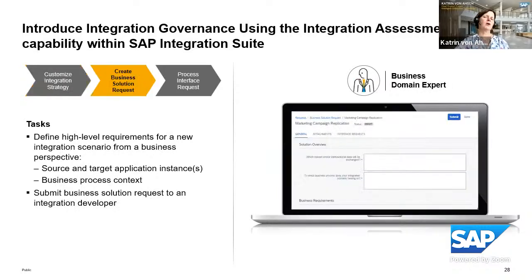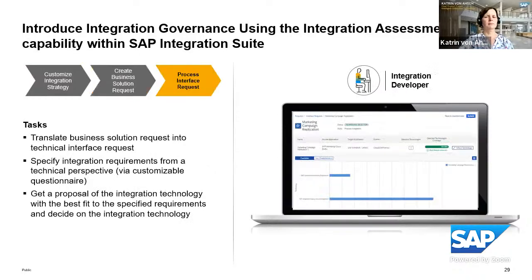The next step is then performed by the business domain expert. This person creates a so-called business solution request. Here, the integration requirements are specified from a business perspective. For instance, the source and target applications are being described and selected. Also, business-related aspects like the business criticality of the integration scenarios and the desired go-live date are documented in the tool. Once done, this request is being handed over to an integration developer.